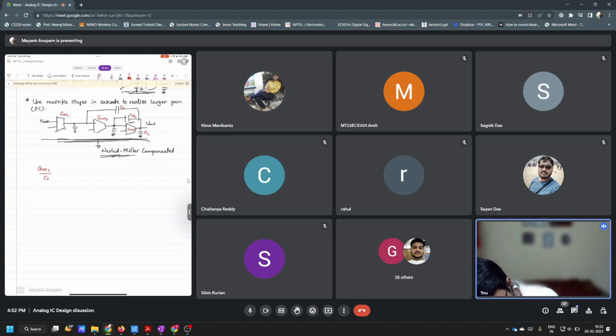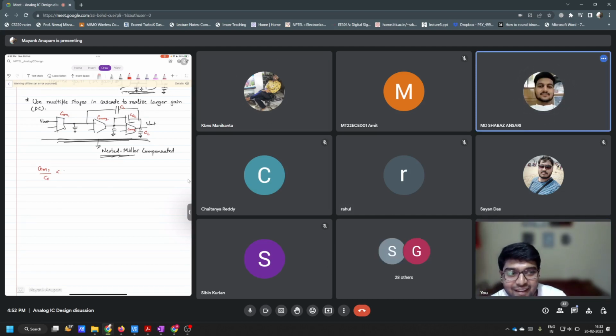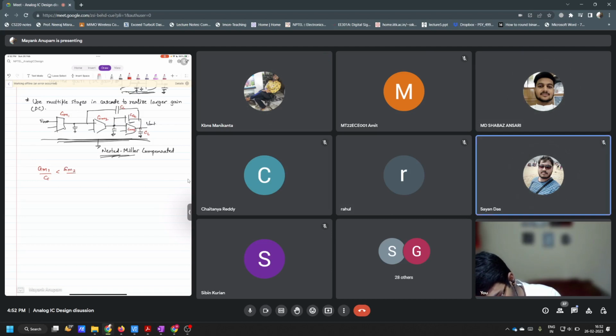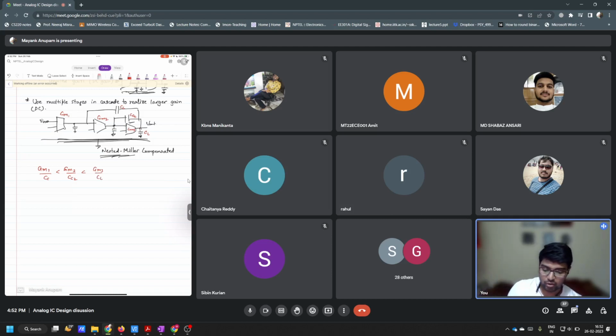Greater than. No, it should be less than. Yeah, it should be less than. GM1 by CC should be less than GM3 by CL. And how did you come up with this intuition? What was the reason behind doing this?